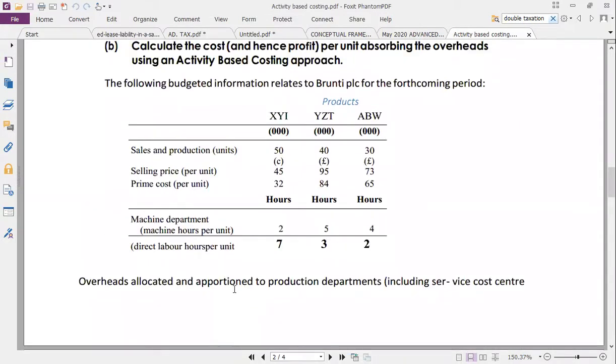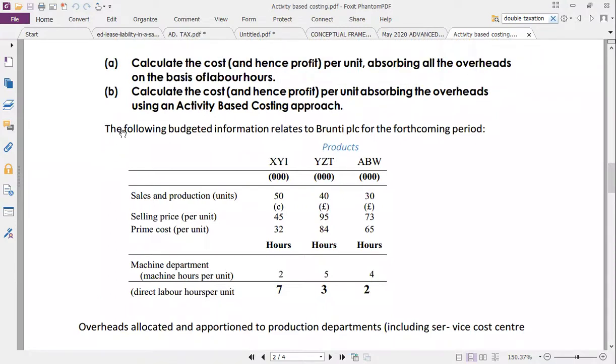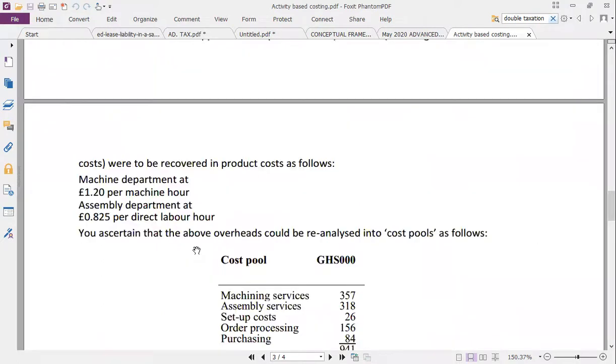We are going to a question called Brunty PLC. So this is the question we're going to solve. Brunty PLC, the question right after the first one that we solved in our last meeting. Let's go to the requirement first before I deviate.